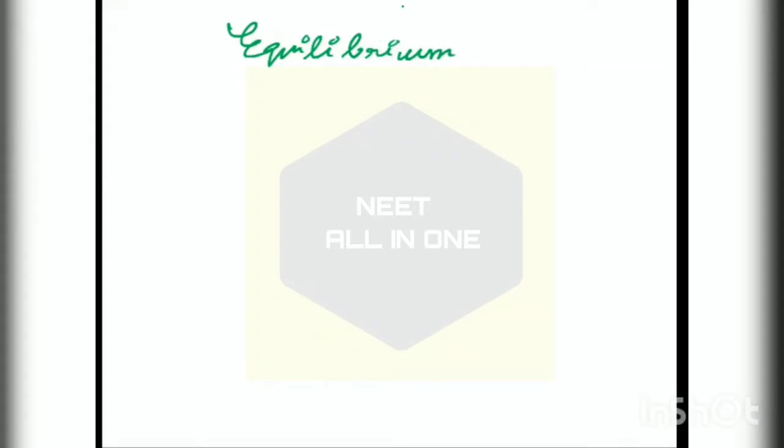Now what is equilibrium? Equilibrium is the reversible state for any process at which concentration of reactant and product does not change. Okay, so what does that mean? That means, let's suppose this is a container, closed container. Okay, so in this closed container there is, suppose this reaction is happening.